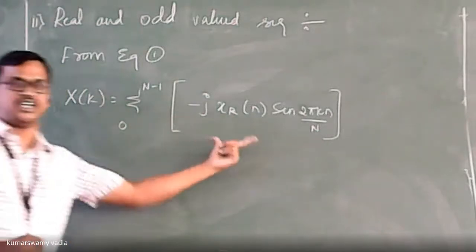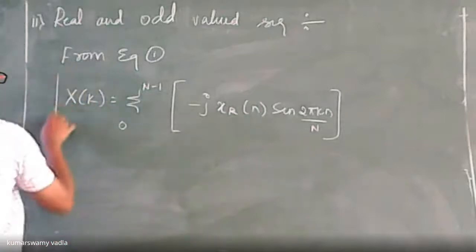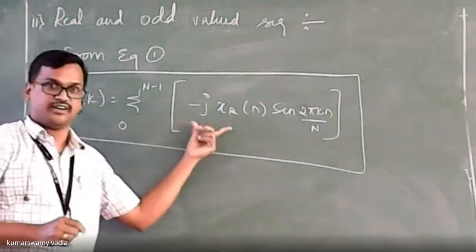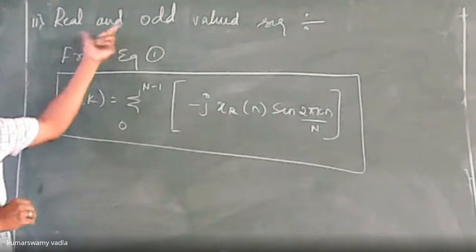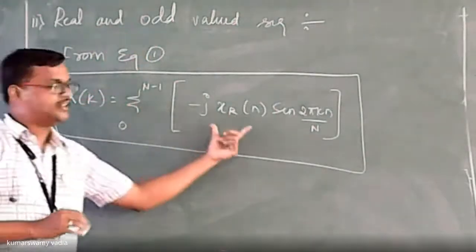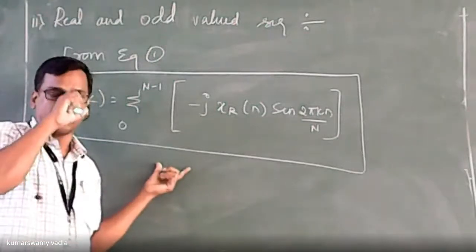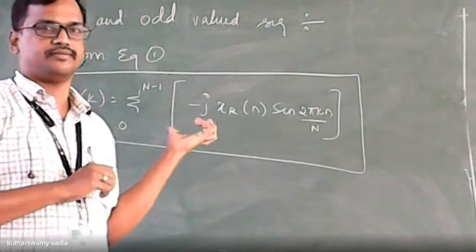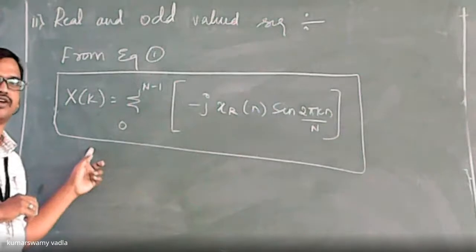Definition of DFT is changed now. Yes or no? Can you infer the meaning out of it? The definition was different for positive sequence. Now, for real and odd sequence, this is the DFT formula. Is the point clear here, students? Is this point clear for everyone, student? Yes.